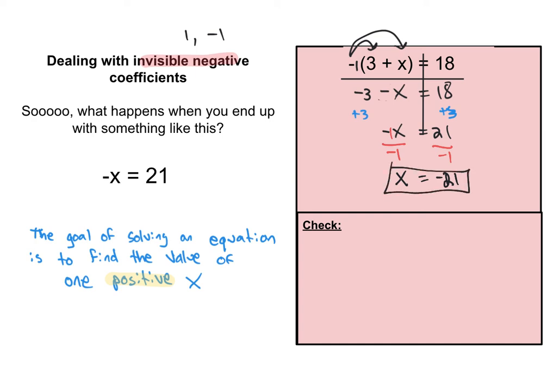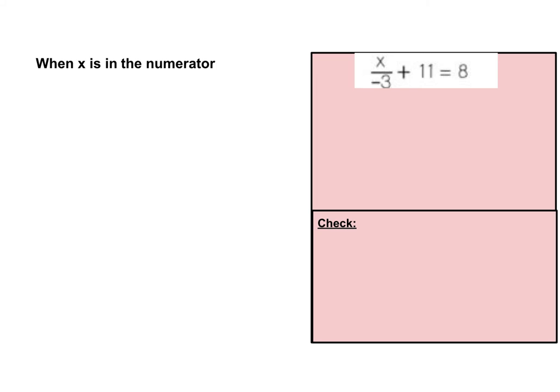And let's check our solution and see if we're correct. So our original equation, write it on out, replace that x with -21. And then PEMDAS, simplify that in parentheses. 3 plus negative 21 is negative 18 equals 18. And remember, there's that secret invisible coefficient, negative 1. So that's actually negative 1 times negative 18, which is a positive 18 equals 18. That is a true statement. We are done.